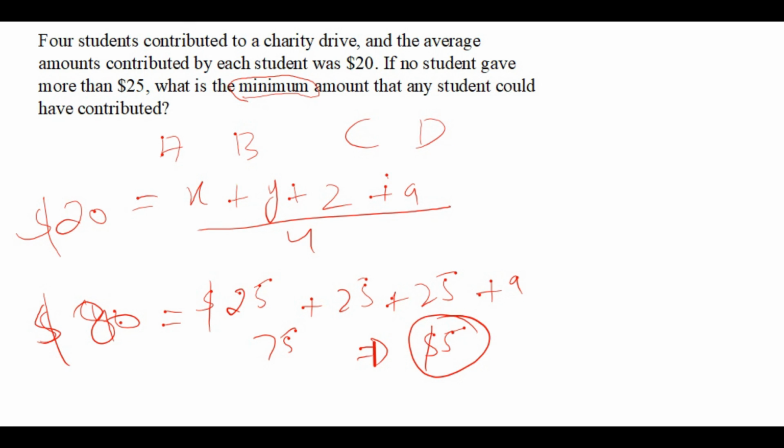For example, if that would be 4, that means the sum of all the numbers would not be 80, it means they contributed 79. So to make the sum 80, you have to increase that, but you cannot increase it because the limit is 25.